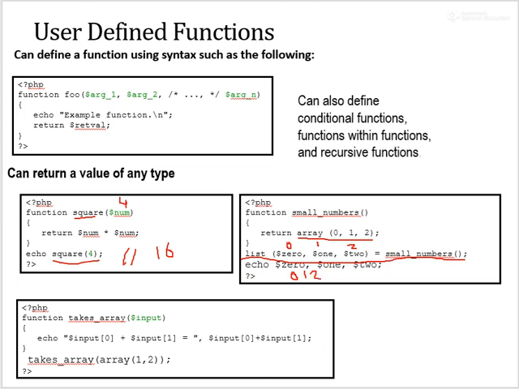And the last one, okay, here we call this function takes array, and to this function we pass this array as input, array 1 2. So here input will be an array, and it will have two values, 0 is 1 and 1 is 2. So echo input 0. Input 0 is 1, so this will display 1 on the screen. Input 1 is 2, so it will display 2 on the screen, equals to a symbol, and then input 0 plus input 1, so 1 plus 2 is 3. So the output of this script will be 1 plus 2 equals 3.